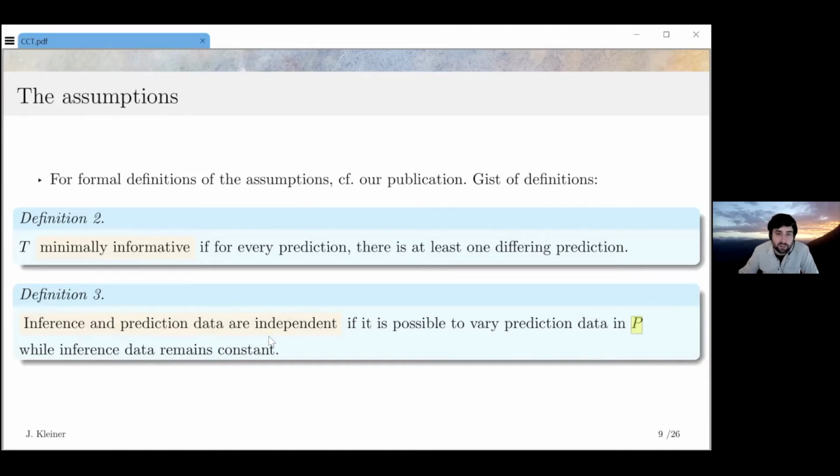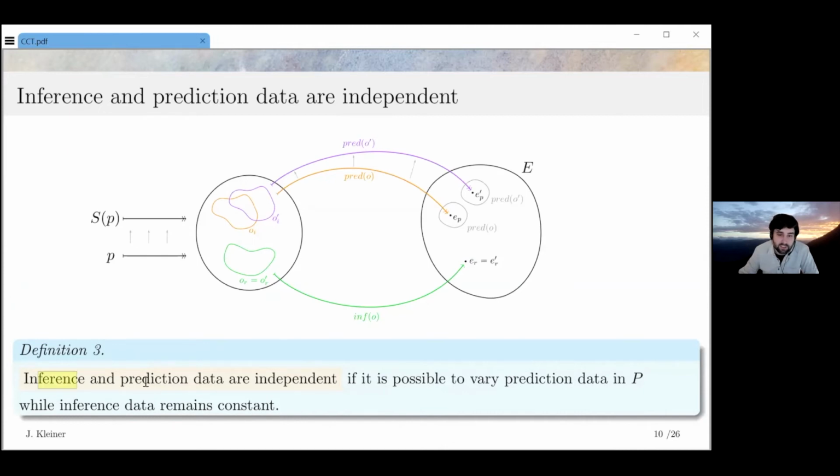So let me illustrate that in a picture. So here's again this definition, if you want to read up what I just said, and just illustrate it. So basically inference and prediction data are independent if we find a variation. And the variation here is really indicated by these arrows. So we have our original physical configuration, so the system in a particular state. And now we change that configuration to some other physical system. And it doesn't matter which one it is.